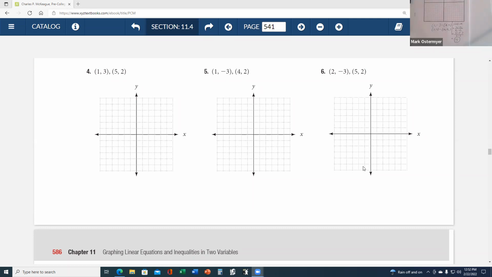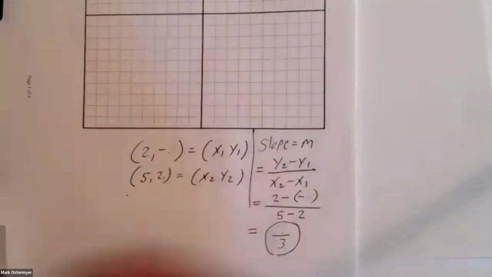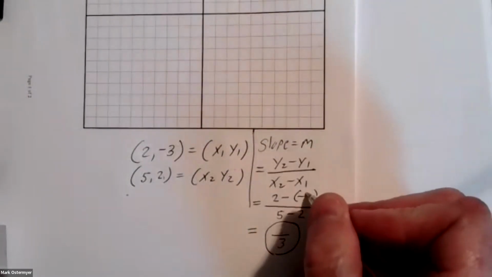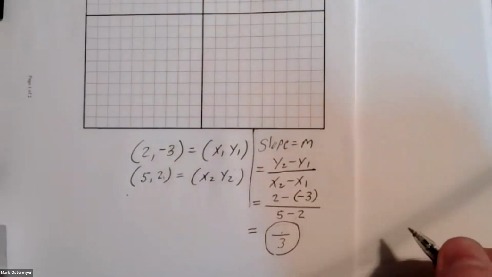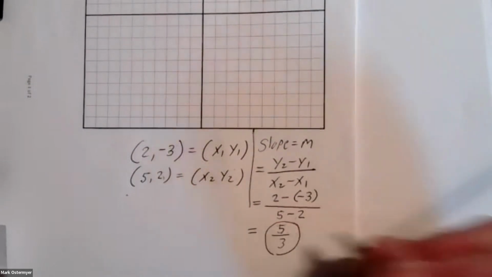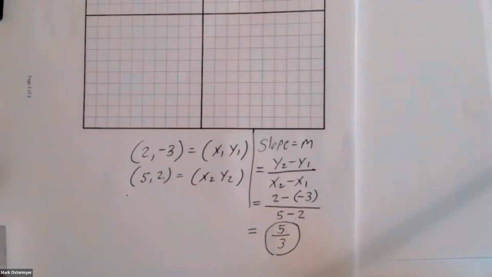All right, so it's going to be -3, and that will change things a little bit here. So this is going to be -3, and so this is going to be 2 minus a -3, which is 2 plus 3 or 5. So slope will be 5/3. Okay. All right, so the slope looks like it's going to be 5/3.